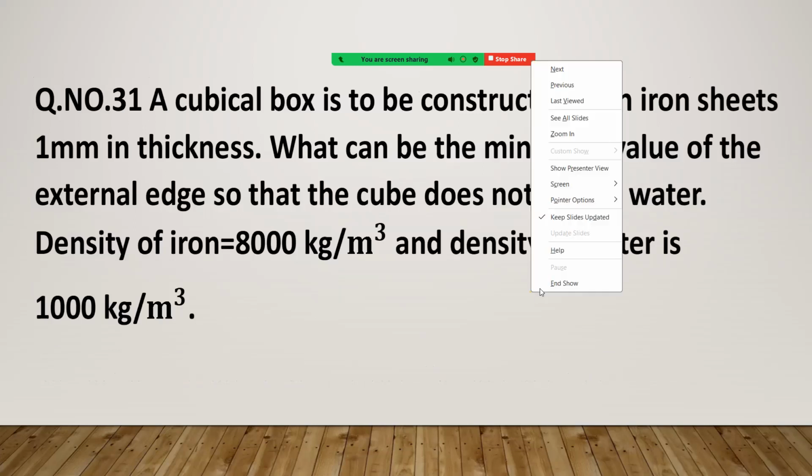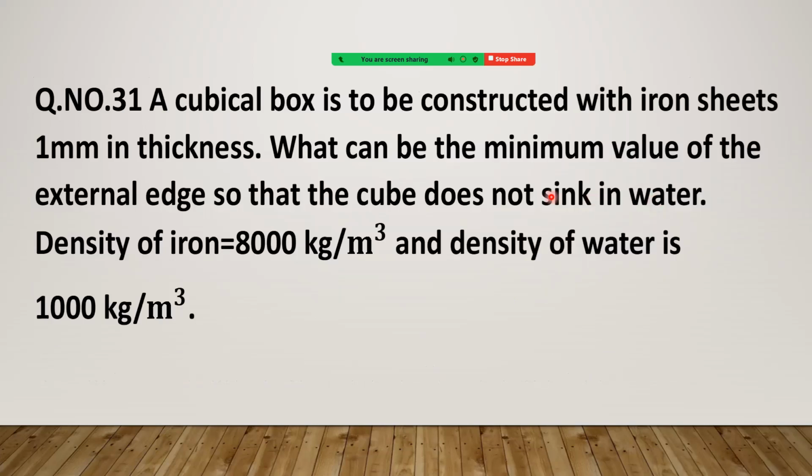Now see the question. A cubical box is to be constructed with iron sheets 1 mm in thickness. What can be the minimum value of the external edge so that the cube does not sink in water? Density of iron and that of water are given. It is 8,000 and this is 1,000. And the thickness of the iron sheets is given as 1 mm. So the condition is that the cube does not sink. So the cube does not sink means its weight must be balanced by the buoyancy force, right? That is the key point. Let us see.